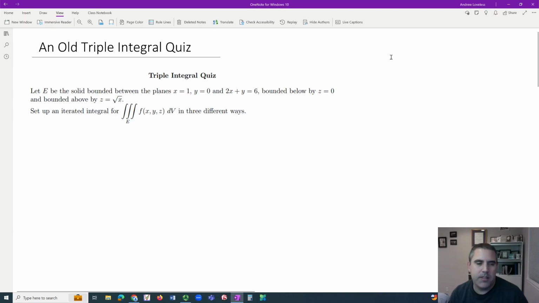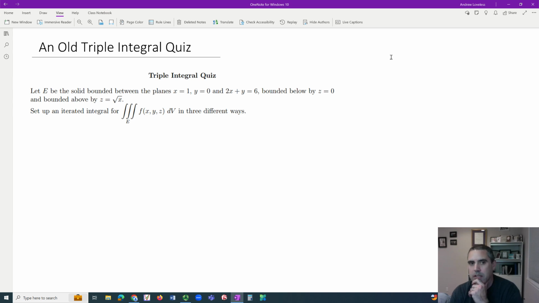Hello, math fans. I'm going to talk a little bit about triple integrals, do some visuals, and go through an old quiz. If you would like to practice this, there are some examples there. You can see there's this example. I'd like you to try on your own.